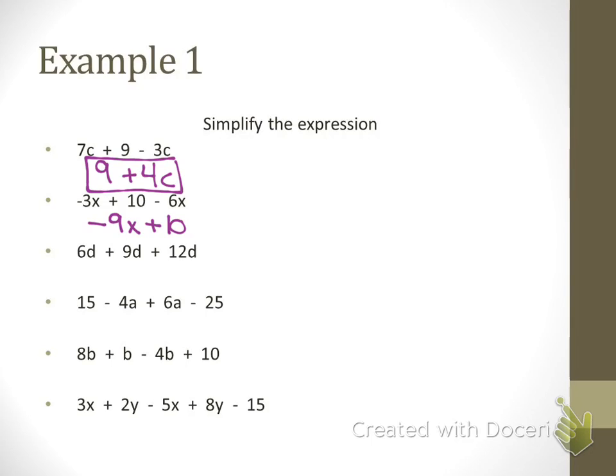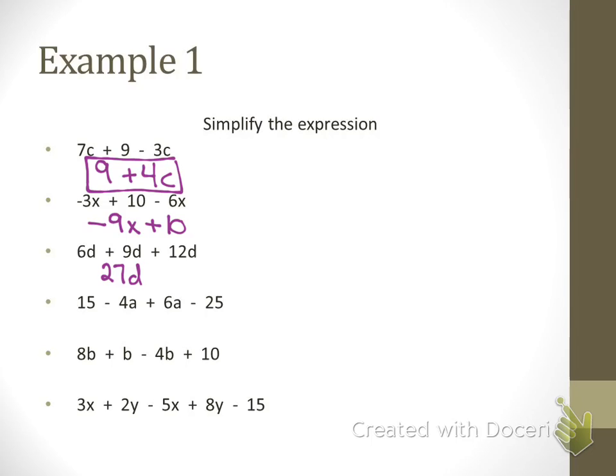All right, now what about the next one? 6d plus 9d plus 12d. Go ahead and try to simplify that expression. Okay, what's it going to be? 27d. Good job. We're just adding them all together. All right, now it starts getting a little more complicated. 15 minus 4a plus 6a minus 25.